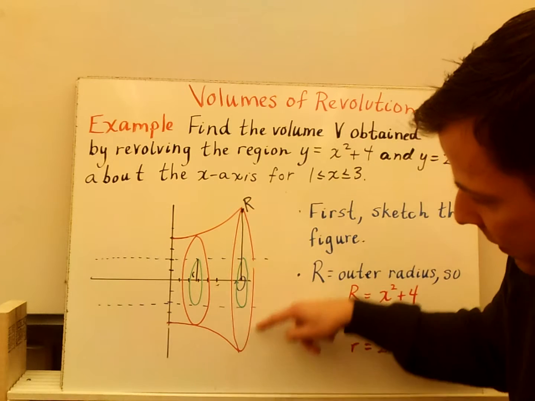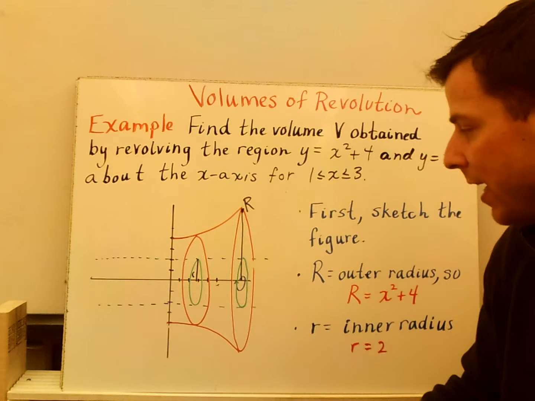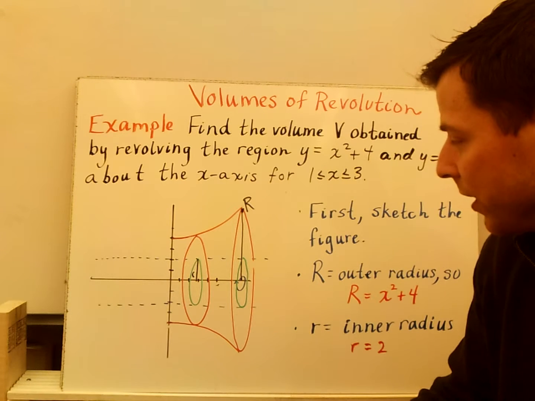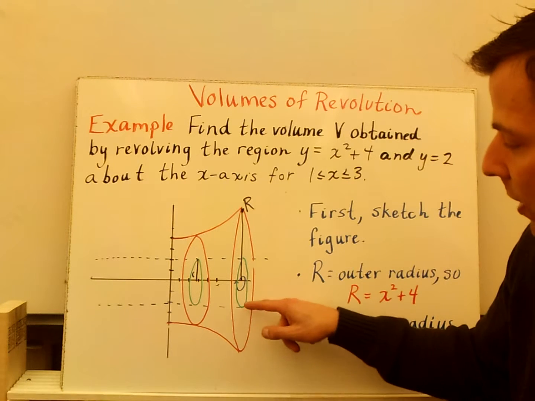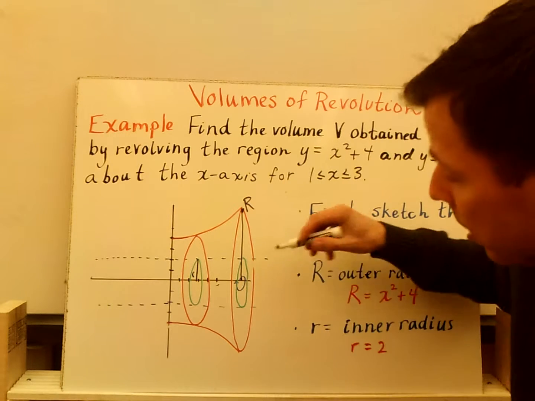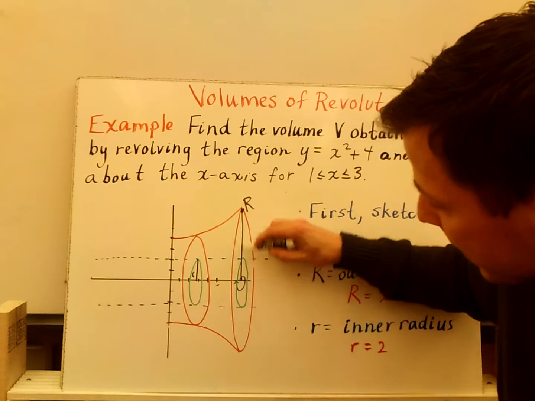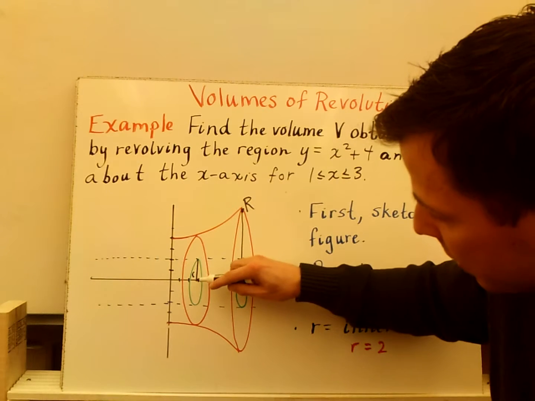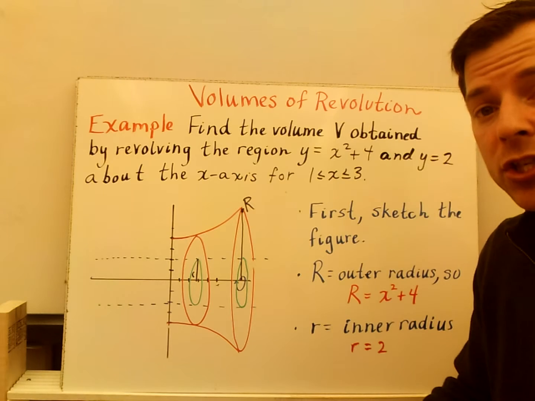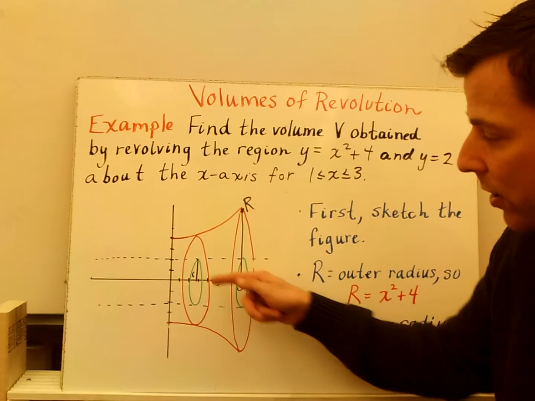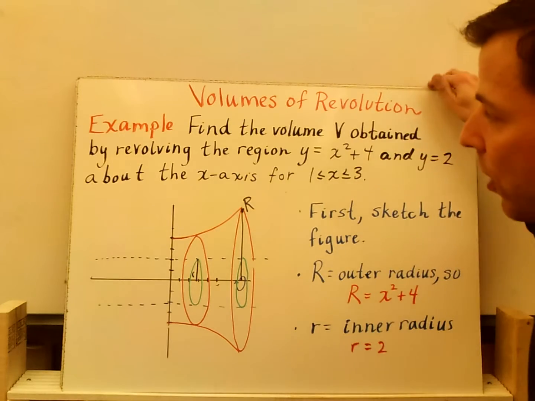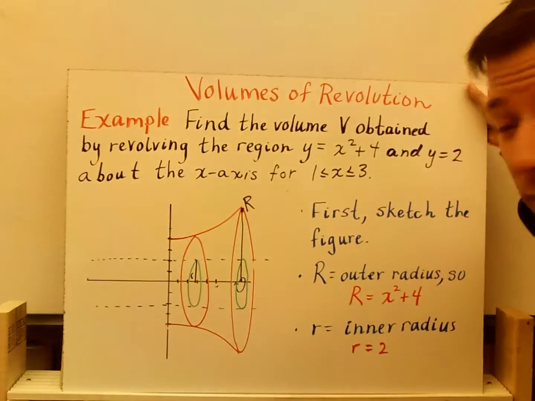I graph the figure, and it looks like I'm going to have a washer here. So I look at my problem, and then I see big R here. Big R is the radius from the x-axis to the top of my function. Little r is the radius from the x-axis to the line y equals 2. So I've defined big R and little r, and I've drawn my figure, so now I know which method I'm going to use.